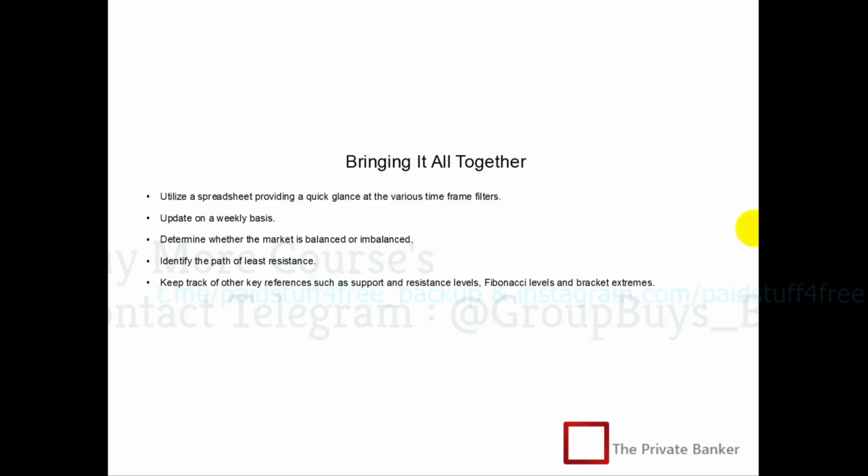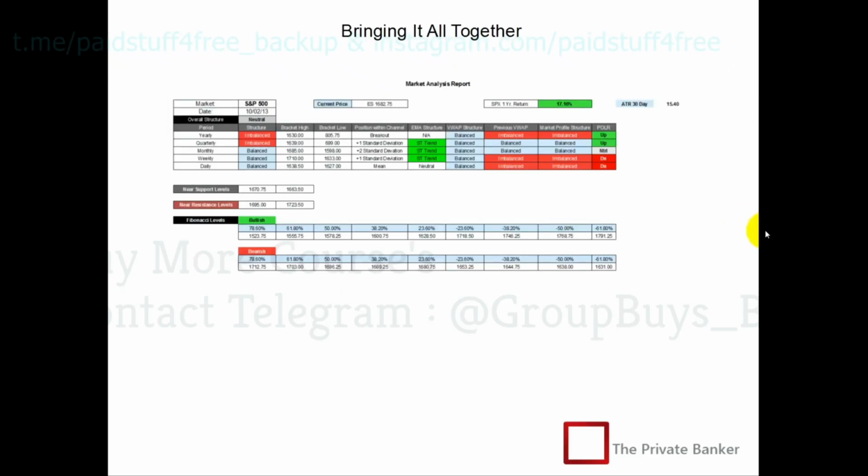As I had mentioned, when we're in a balanced environment, we simply don't want to be selling into support or buying into resistance. So a lot of information, and then what we do is just bring that all in together, as I said, into a simple spreadsheet, and it would look like this.